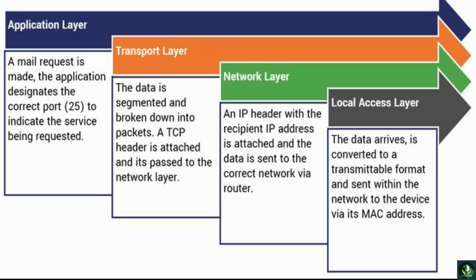A TCP header is attached and it's passed to the network layer. At the network layer, an IP header with the recipient's IP address is attached and the data is sent to the correct network via a router. At the local access layer, the data arrives, is converted to a transmittable format, and is sent within the network to the device via its MAC address.